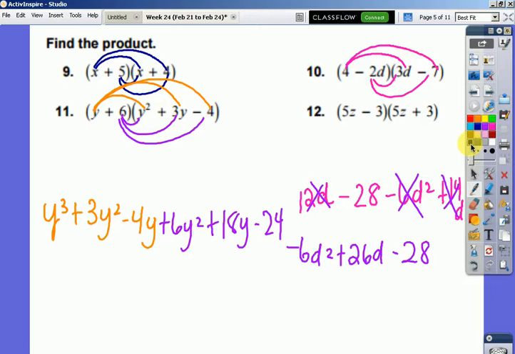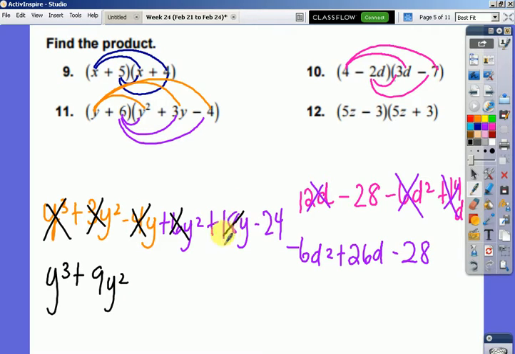And then, lastly, I'm going to combine all my like terms, put it in standard form, starting with what? Y cubed. I start with y cubed and cross that off. And then, what two terms will I combine for my second term? 3y squared and 6y squared, giving me 9y squared. Then, what will I combine? 18y and negative 4y, which gives me 14y, and then minus 24.